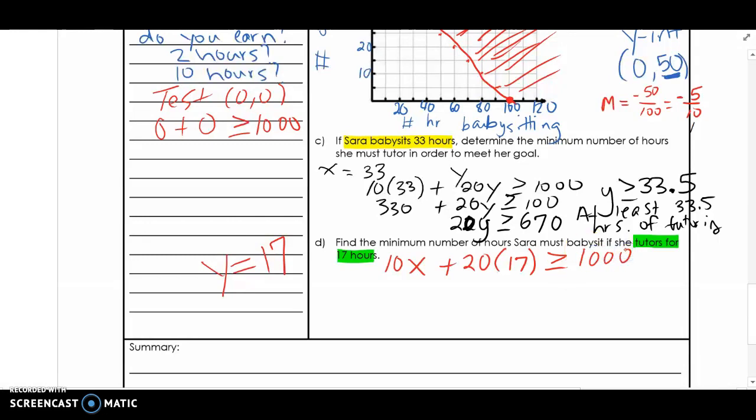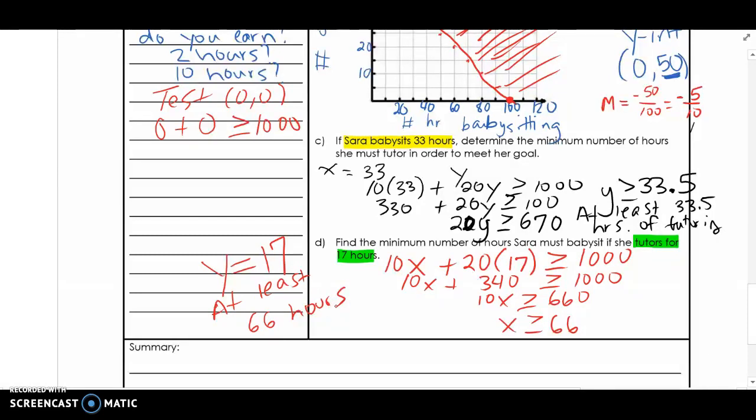Solve the resulting inequality. 20 times 17 is 340. 10x plus 340 has to be greater than or equal to 1,000. Subtract 340 from both sides. 660. Divide by 10 and we get x has to be greater than or equal to 66. So if she's going to tutor for 17 hours, she has to babysit for at least 66 hours.